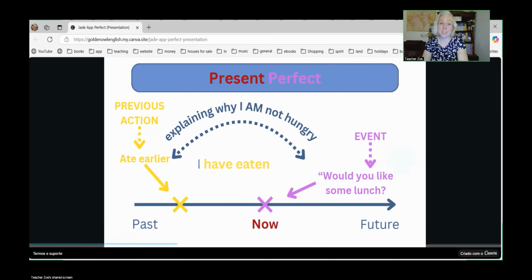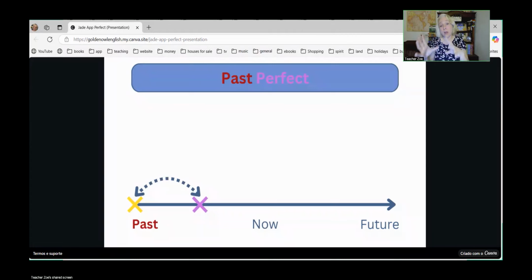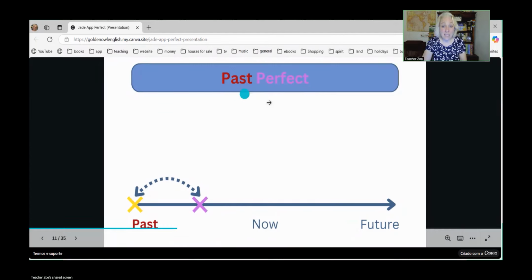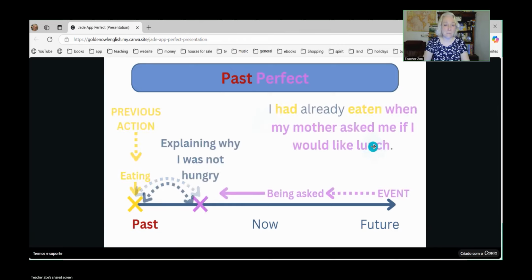I'm showing why it has relevance to now, to this event that's happening now, when I'm being asked if I'd like my lunch. We can also move this whole group back into the past again. The past perfect tense is this exact same structure. It looks identical, but the whole thing's been moved back to the past. And because it's the past perfect, we know that this event, the relevant event, is also going to be in the past.